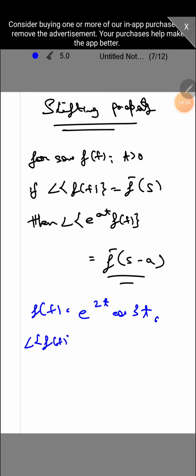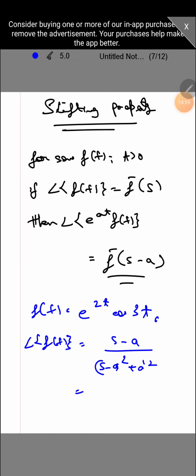So here you have the cos function, right? So basically you know the Laplace transform of sin at and cos at. What is the Laplace transform of cos at? It is s over s square plus a square. So here it will be s minus a over s minus a whole square plus a square. What is a here? Here a is not the same, let it be a dash square.